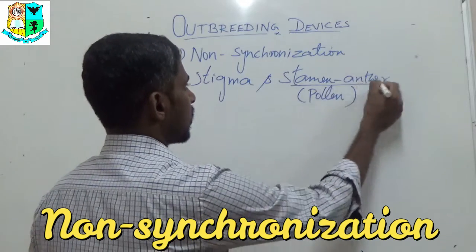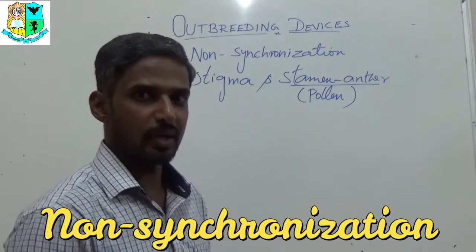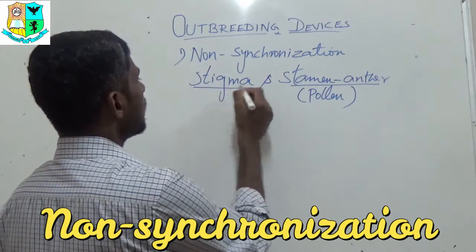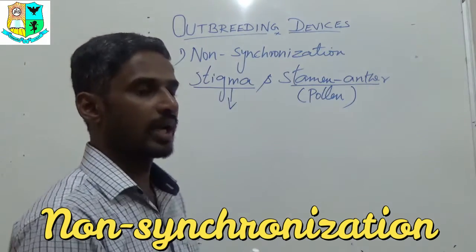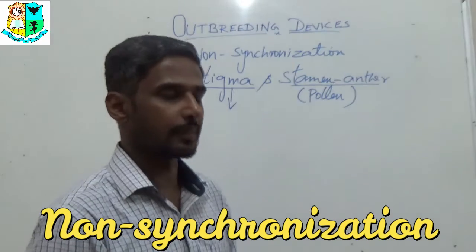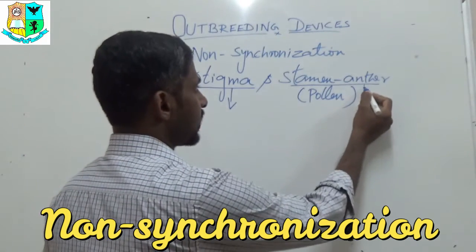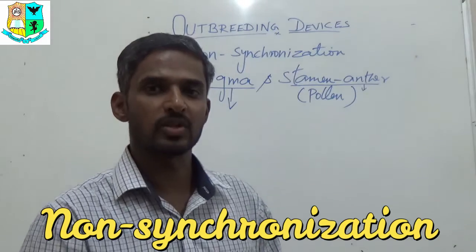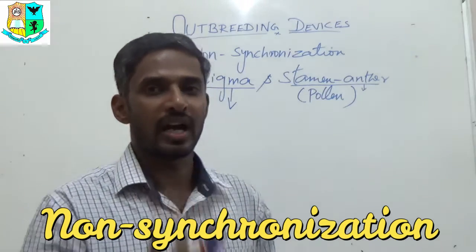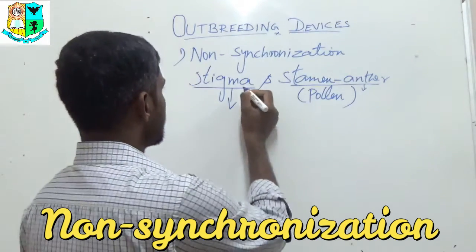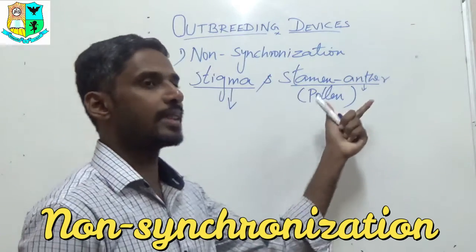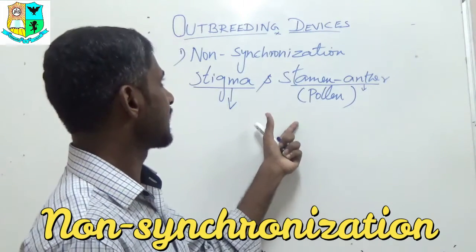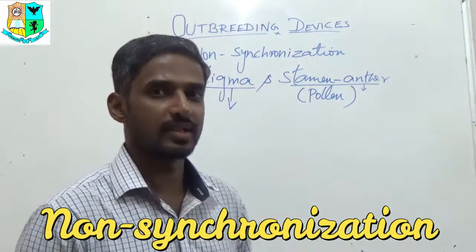either stamen or anther will mature first and produce pollen grain, or stigma will get matured and get ready to receive the pollen grain. Now if the anther is maturing first, then stigma will not mature at the same time. It will mature either earlier or after that. Or if the stigma is maturing first, then anther will produce pollen grains a little later. So this mechanism is called non-synchronization.